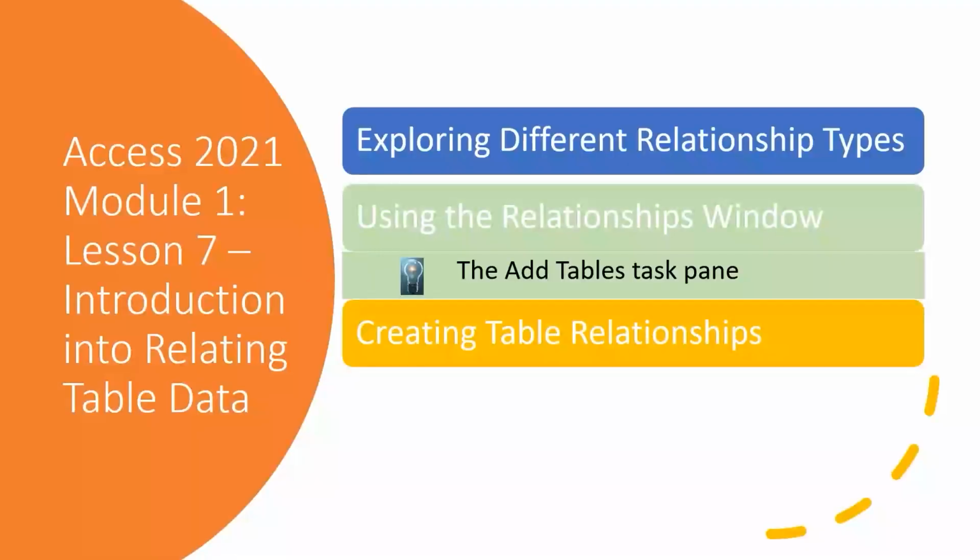When we toured the Northwind database, we did look at how the tables in that database were related to each other by using the relationship window. In this lesson, we're going to start by exploring different relationship types that are supported in Microsoft Access. We will be using the relationships window. Depending on your prior version of Access, the Add Tables task pane could be a new feature for you. And then we're going to actually create table relationships for our database that we created.